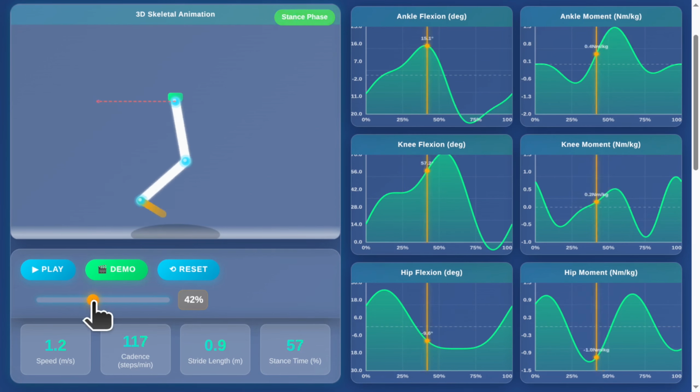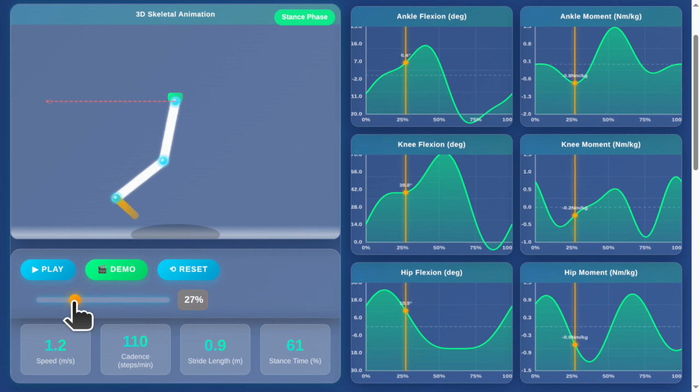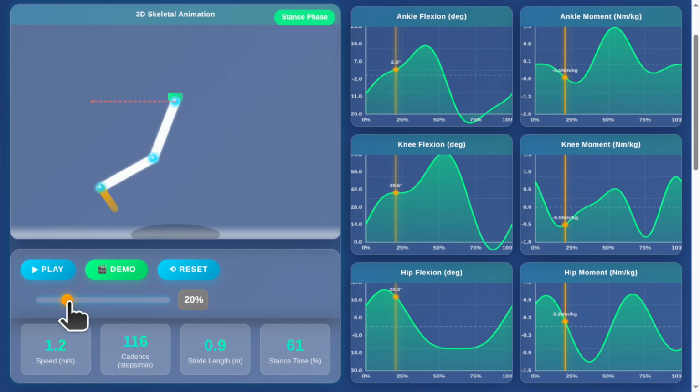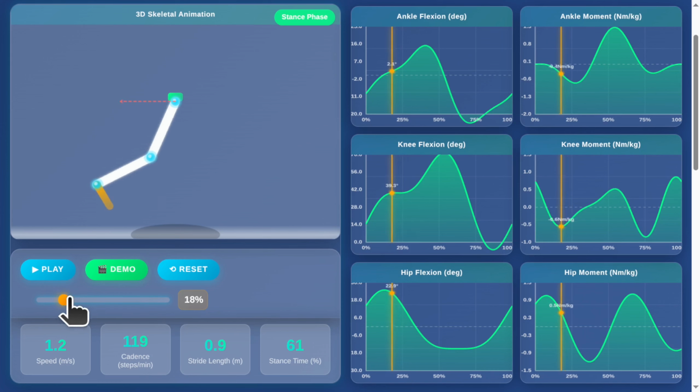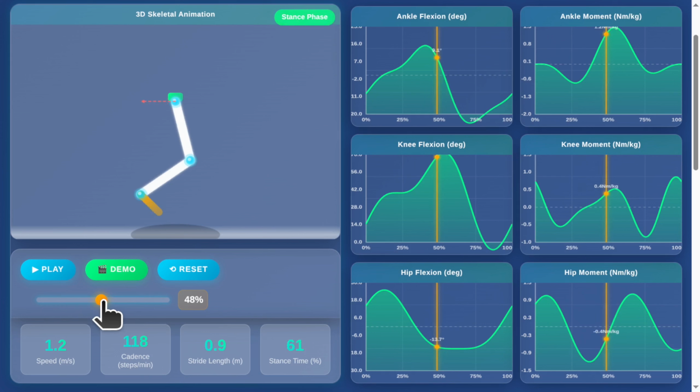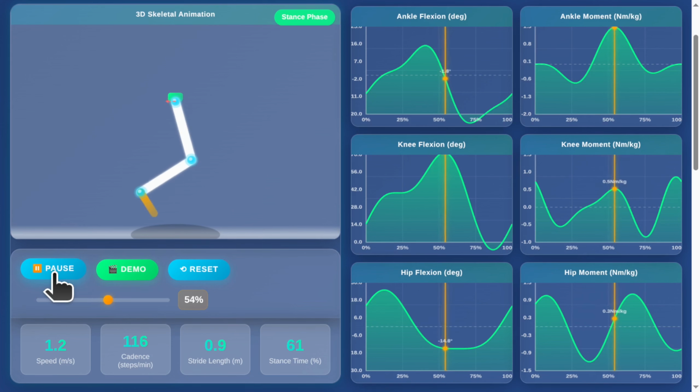Okay, so what am I doing at the moment? Can you tell what's happening at the moment? Certainly. You are currently dragging the slider, which controls the percentage of the gait cycle being displayed. As you drag the slider, the leg animation changes its position accordingly, and the vertical yellow lines on the graphs move to reflect the current point in the gait cycle. The numerical values for speed, cadence, stride length, and stance time are also updating as you move the slider.